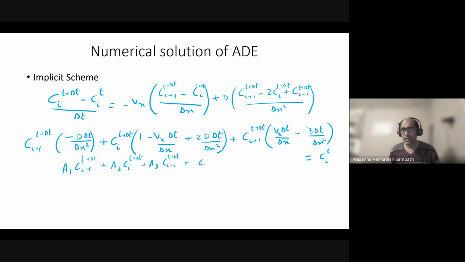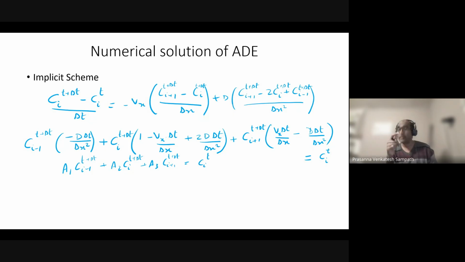Equal to Ci at t. Now, if I write this equation, look at this equation. It has three unknowns, but there's only one equation. Suppose I write this equation from i equal to 2 to i equal to n minus 1. Remember, for i equal to 1 and i equal to n, the boundary conditions are already known.